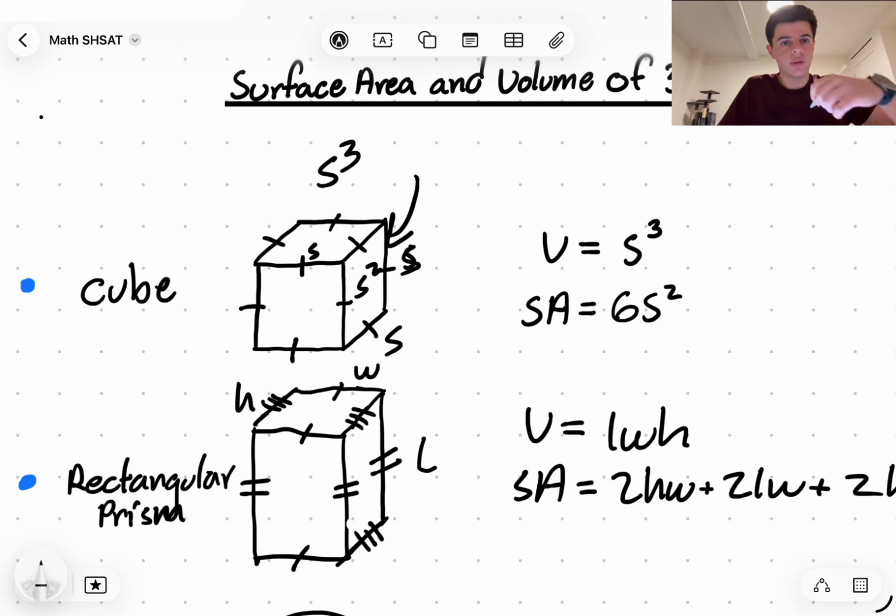Oh, and sorry, volume is just the amount of space an object takes up, like how much is inside of it. And the surface area is just the area of all the different faces it has. So let's say you're wrapping it with paper, how much paper you would need to wrap it. Okay, so like we said, this is s squared. So we know that the area of one of these is s squared, and we know how many faces a cube has? It has 6, right? So we know that it is going to be 6s squared for the surface area.